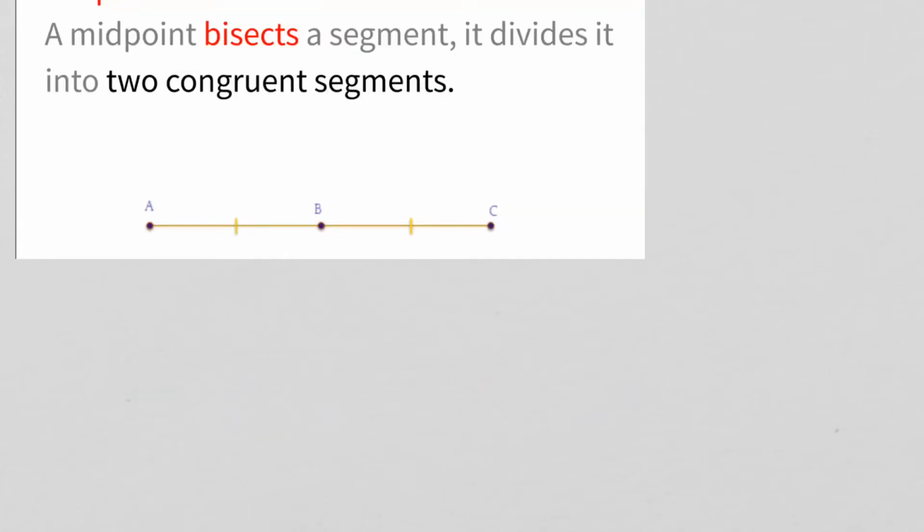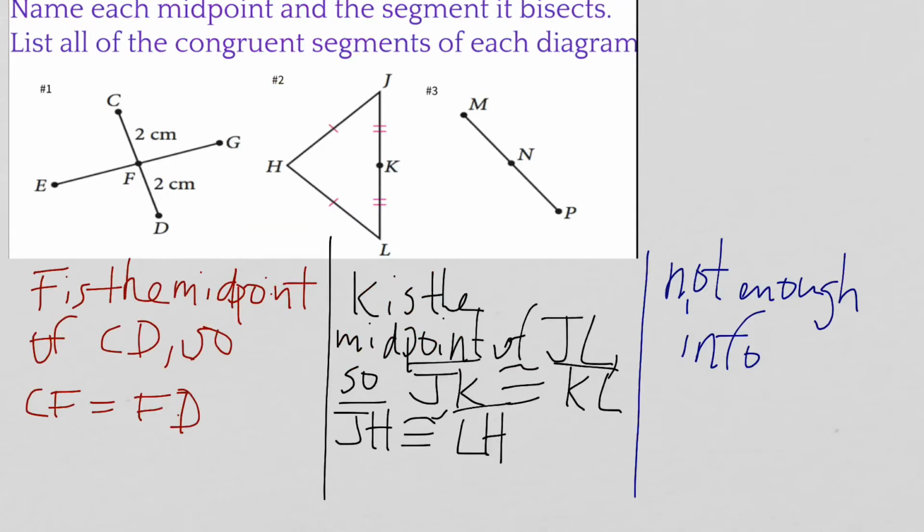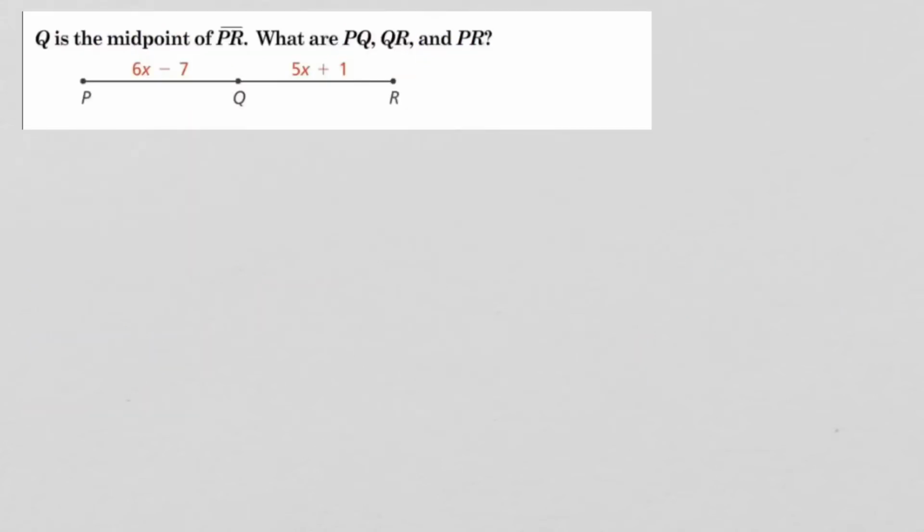All right, here's the definition for a midpoint. It bisects a segment into 2 congruent segments. So again, if you notice the tick marks they have, it's telling us that AB is congruent to BC. All right, here I have 3 examples. See if you can name each midpoint and the segment it bisects by listing it. And I have the answers here. Please see me if you have any questions about that. Pause the video.